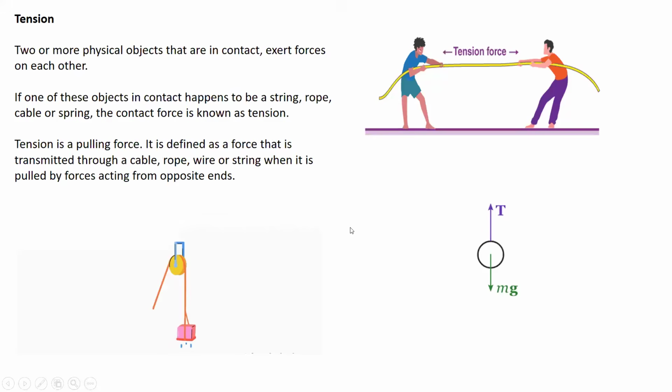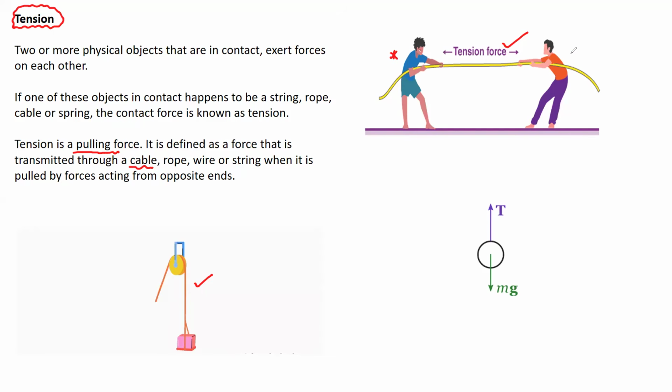All right, two more things and we should be done. Tension. Part of the forces that are available in this topic is tensional force. It is a pulling force. When you define it, it is a force transmitted through a cable, a rope, a string, or a wire when it is pulled by forces acting from opposite ends.